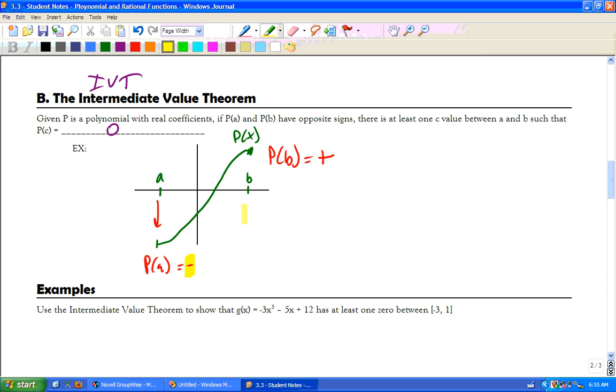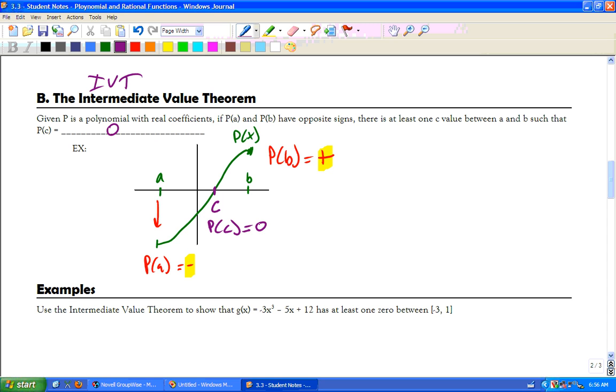Because these things have opposite signs, one's positive, one's negative, it could have been negative, positive, or positive, negative, it doesn't matter. What is important is that they're opposite signs. We know that some point in here has to equal 0. We're going to call this C and say that P of C equals 0. That's what the intermediate value theorem says.